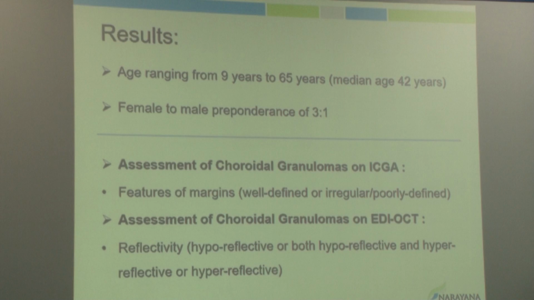The way we evaluated the lesions on ICGA and EDI OCT is that on ICGA we looked at the features of the margins, how well defined, poorly defined, or irregular the margins of the hypofluorescent dark dots were. On EDI OCT, we looked at the reflectivity of those corresponding lesions, whether they are hyporeflective, showing features of both hyper and hypo, or only hyperreflective.